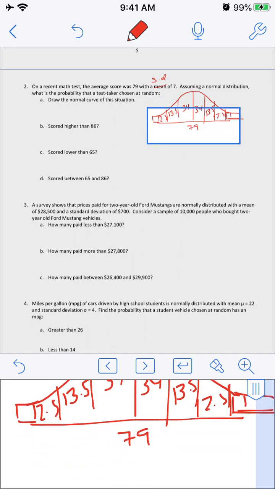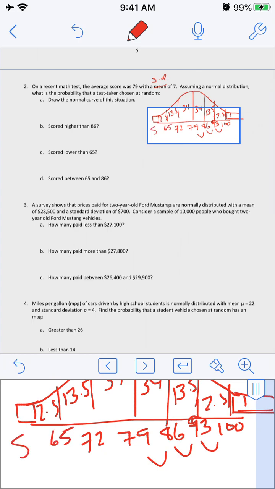On the bottom, it's going to change with the mean and the standard deviation. So the mean, 79, goes right in the middle. I'm going to add 7 going up, 86. Add 7 going up, 93. Add 7 going up, 100. Now on the other side, I'm going to take away those 7s: 72, 65, 58. All right, and we've drawn the normal curve of the scenario.